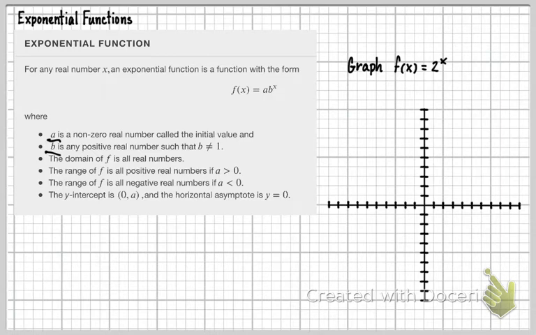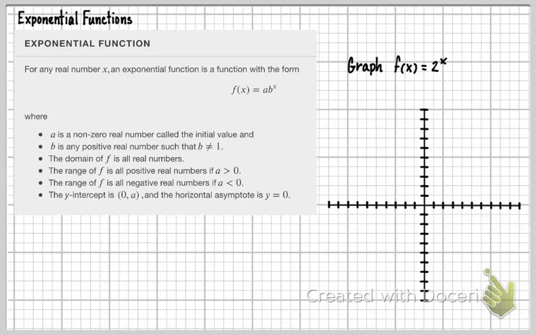And the next one is the domain of f is all real numbers, and the range of f is all positive real numbers if a is greater than 0, and the range of f is all negative real numbers if a is less than 0. And also we have here the y-intercept is 0a, and the horizontal asymptote is y equals 0. So these are just a lot of conditions that we have for these exponential functions, which are just the whole type of problems here.